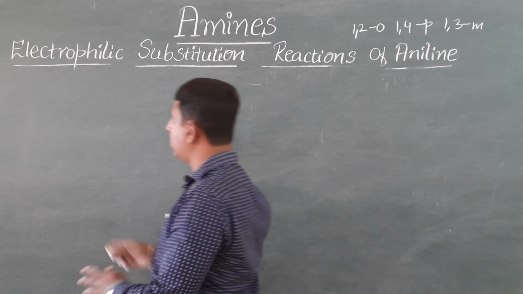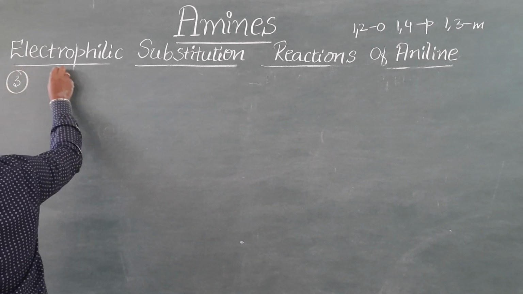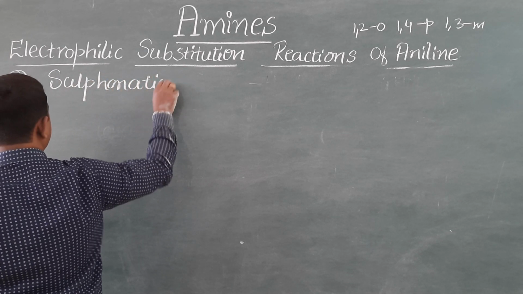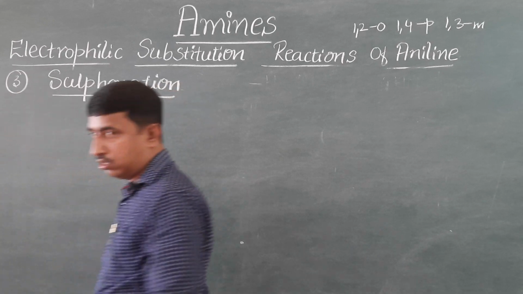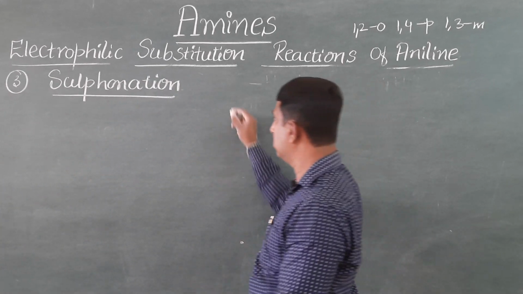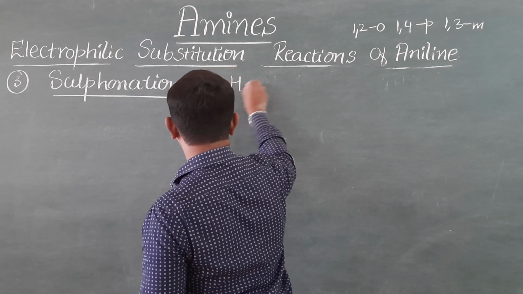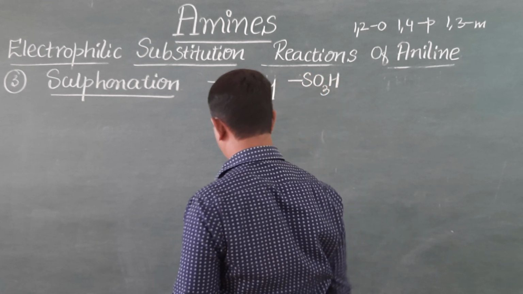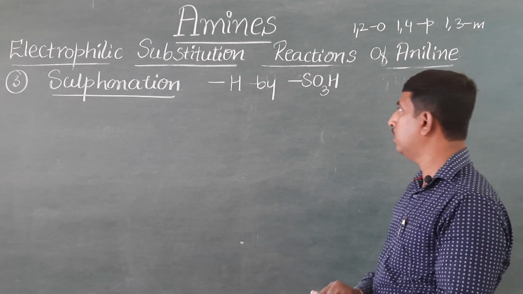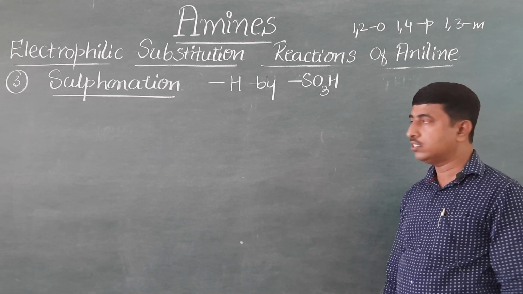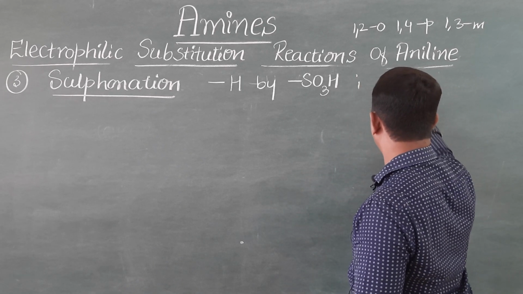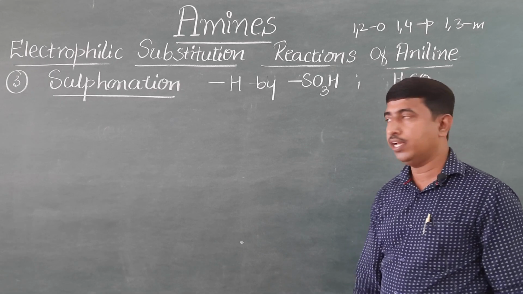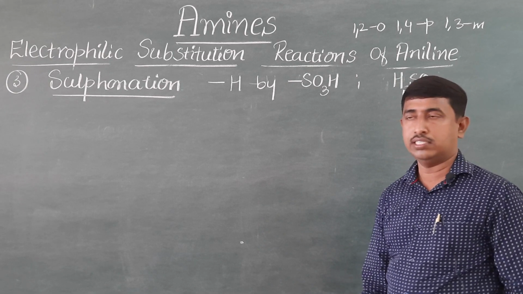Last one, sulfonation of aniline. What is sulfonation? Replacing hydrogen by a sulfonic acid group, SO3H, is called sulfonation. For sulfonation, we need sulfuric acid, concentrated sulfuric acid.